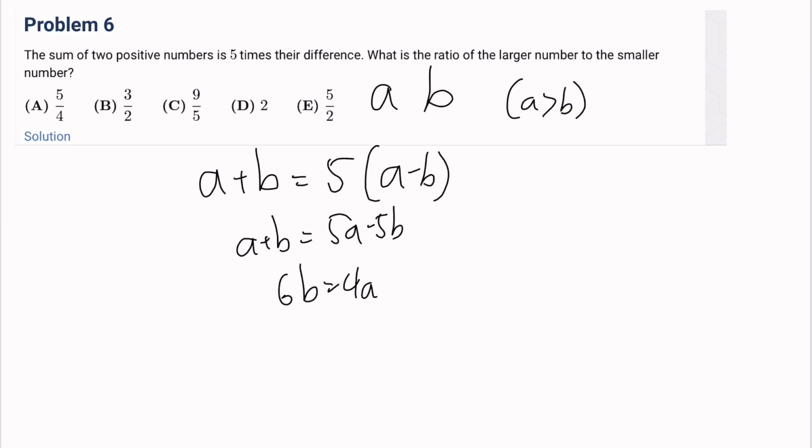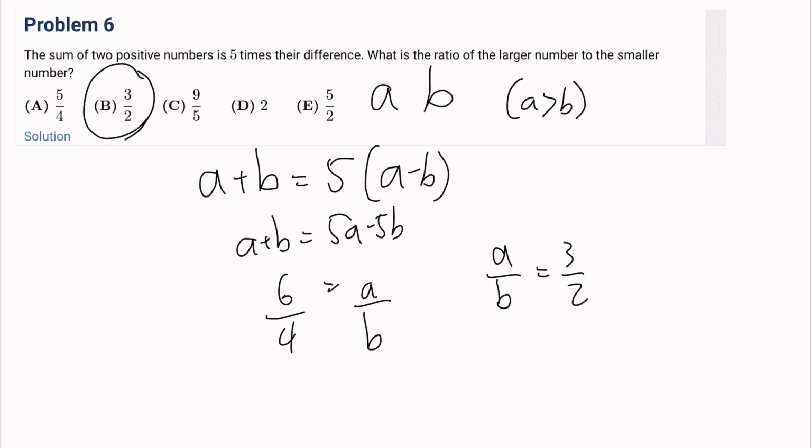What's the ratio of the larger number to the smaller number? So since A is larger, what we are looking for is A over B. This is if B comes over here and 4 goes over there. That means A over B equals 6 over 4, 3 over 2. So the answer is B.